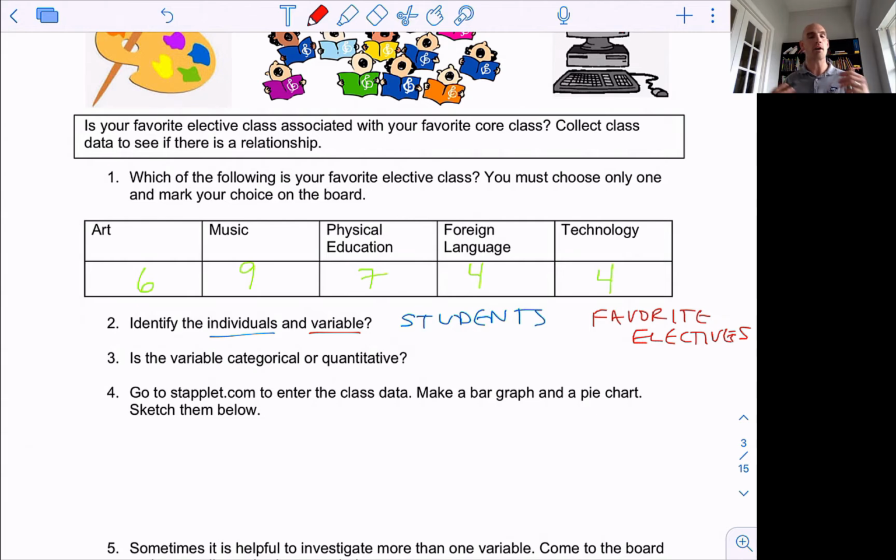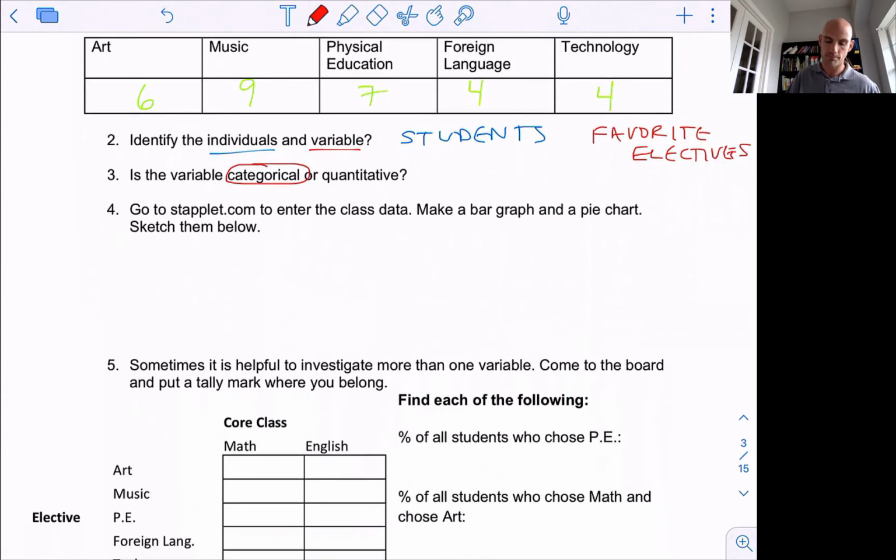No, a quantity would be like, how tall are you? 78 inches. What's your shoe size? Size 12, whatever it happens to be. Anything you can answer with a number is going to be a quantitative variable. In this case, our data is categorical because quantitative could be answered with a number.